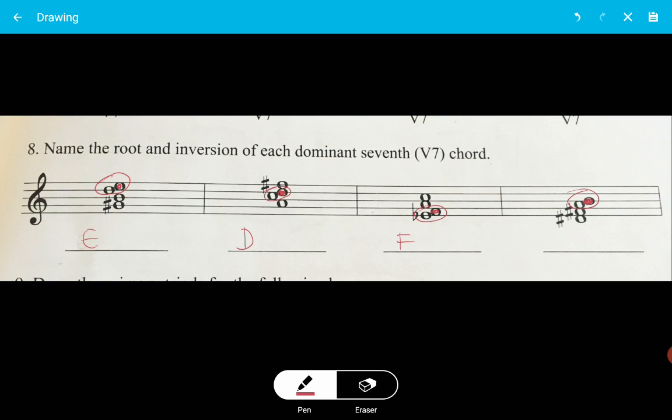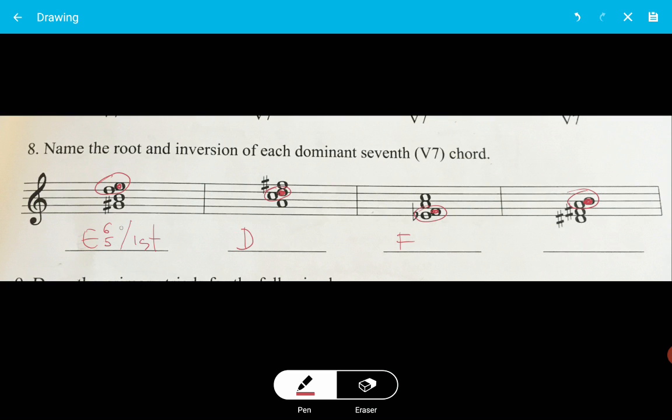Okay, now inversions. What kind of inversion is it? And again, I think you should just memorize them by shape because it's easiest. And again, it's going to have to do with this interval of second. When you have this interval of second right here, right on the top, that's going to be your first inversion, or 6-5, okay? In this case, it's going to be first inversion.